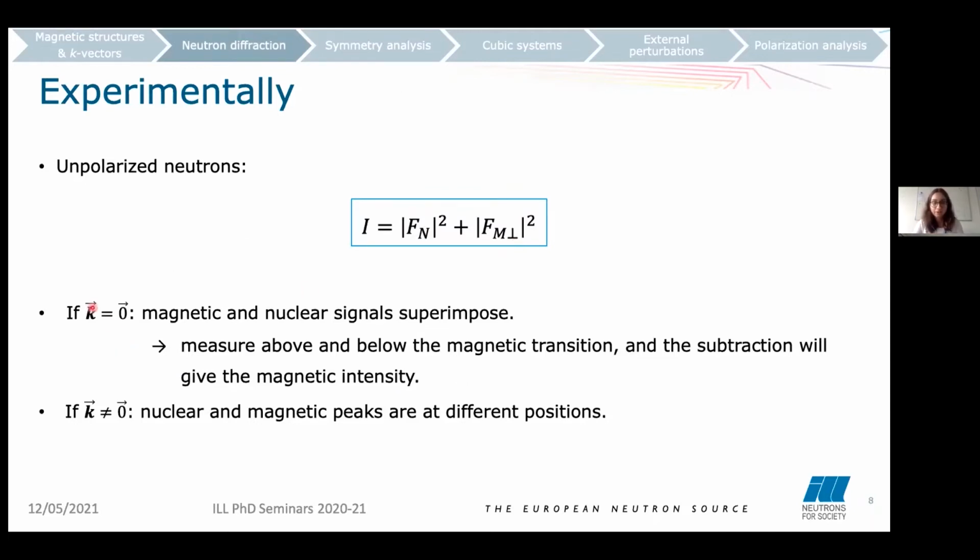In the case where our propagation vector is 0, the magnetic and nuclear signals superimpose. A good way to extract the pure magnetic intensity is by measuring above and below the magnetic transition temperature and doing a subtraction between the two diffraction patterns. And in the case where our propagation vector is not 0, the nuclear and magnetic peaks appear at different positions in a diffraction pattern.